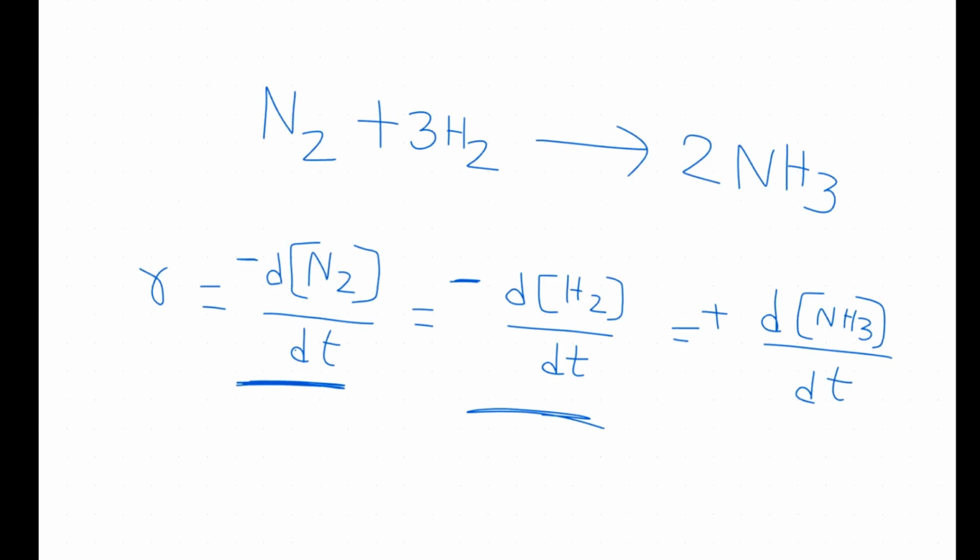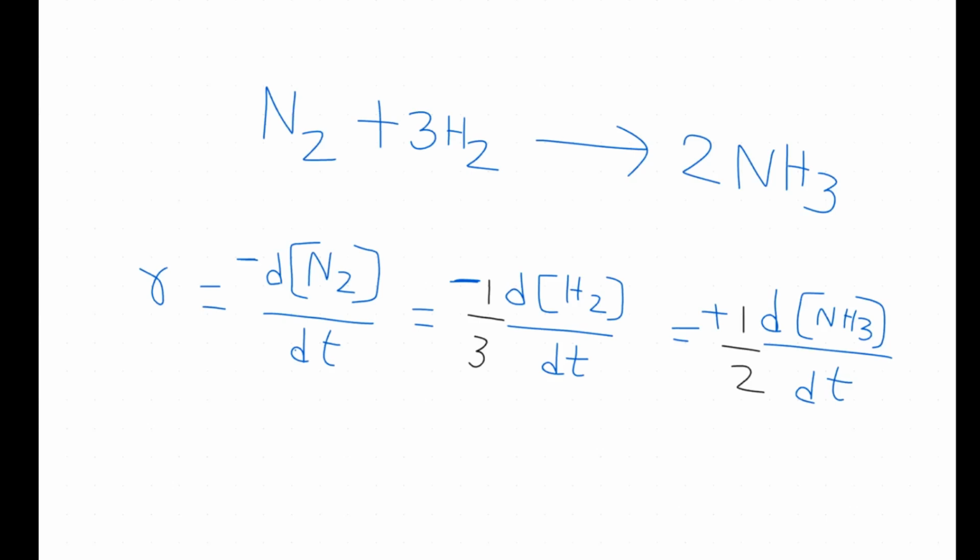How I can balance is by dividing with stoichiometric quotients. H2 concentration decreases more, right? So I should divide it with the stoichiometric quotient 3. Got it? NH3 concentration increases more compared to N2 concentration decrease. So to balance that, what should I do? I should divide with 2. N2 I don't have to divide with anything because its stoichiometric quotient is 1.